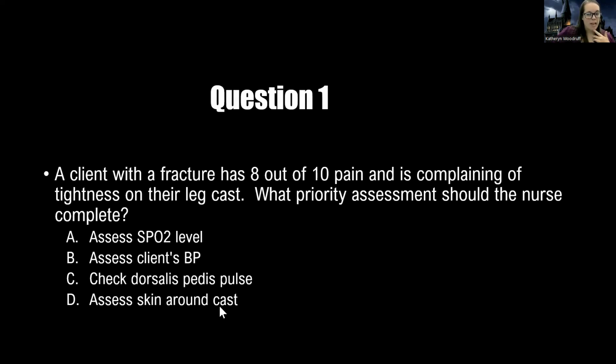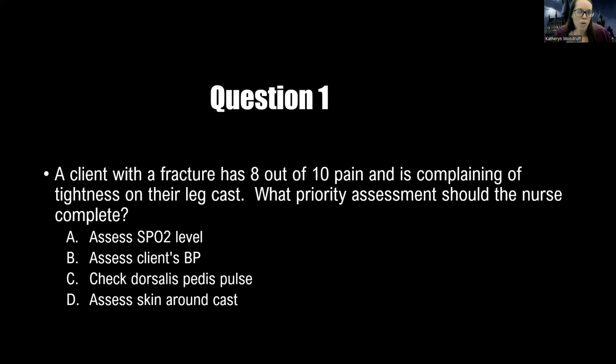Assess skin around the cast. So this is kind of hard. I kind of want to check the skin around the cast because if they're complaining of tightness, but when it comes down to it saying priority assessment, this is why usually in a priority assessment question, there's going to be 2 answers that are pretty good.